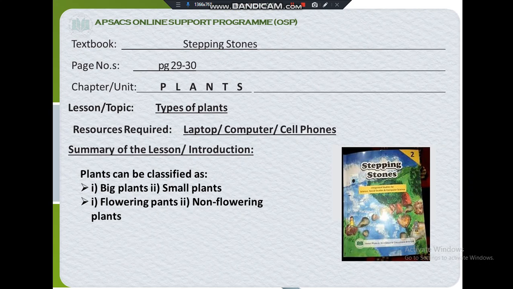As you know, the name of your textbook is Stepping Stone. The pages we are going to discuss today are pages 29 to 30. Your chapter is plants, and today's topic is types of plants. Resources required can be a laptop, computer, or your cell phones. The summary of the lesson is that plants can be classified as big plants or small plants. Another way is that plants can be classified into flowering plants and non-flowering plants.